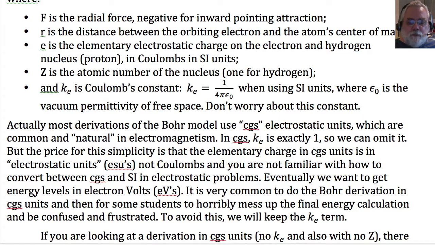But the price for this simplicity is that the elementary charge in CGS units is in electrostatic units, or ESUs, not coulombs, and you're not familiar with how to convert between CGS and SI in electrostatic problems. Eventually, we want to get electron levels in electron volts. It's very common to do the Bohr derivation in CGS units, and then for some students to horribly mess up the final energy calculation and be confused and frustrated. To avoid this, we will keep the K sub E term.